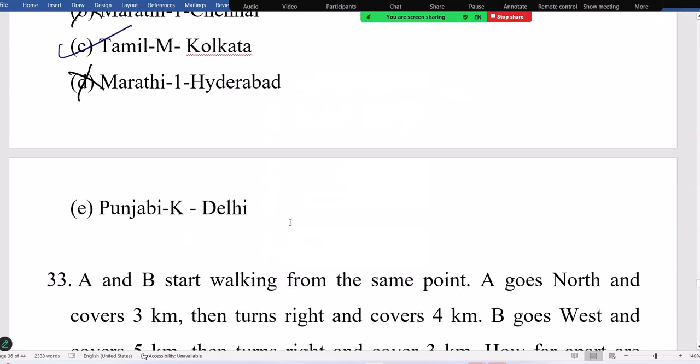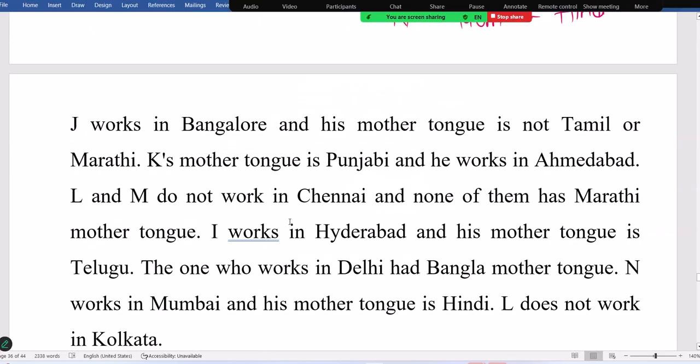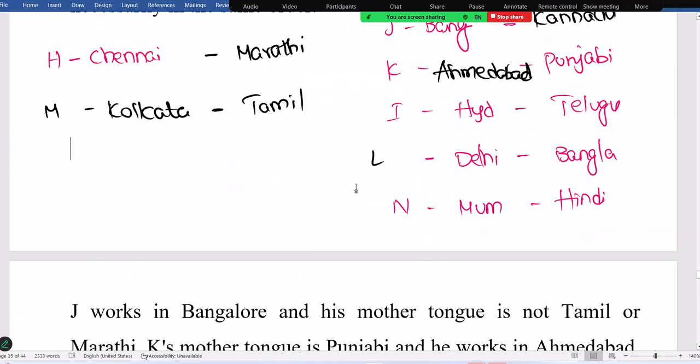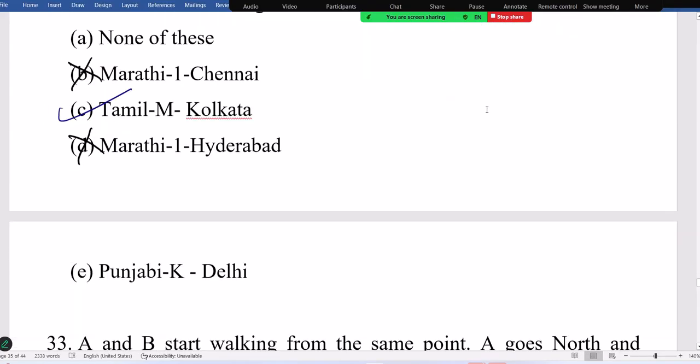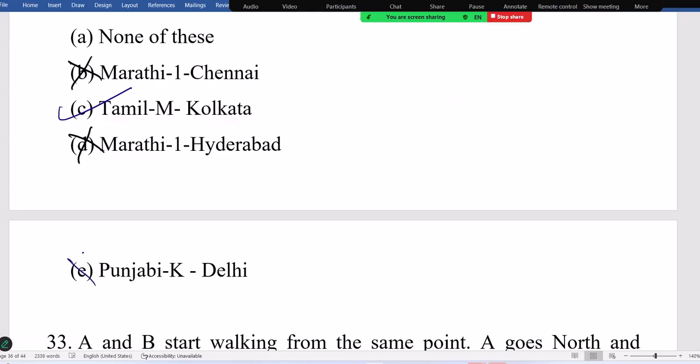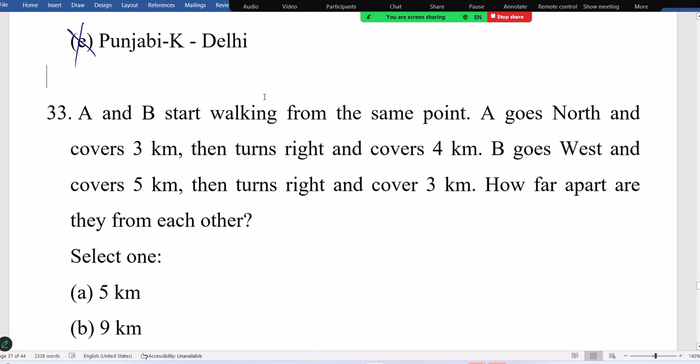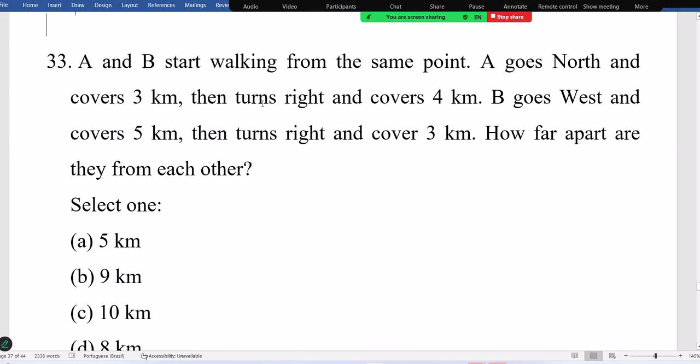Oh, no, Punjabi K Delhi. Okay, Punjabi person is Kolkata, right? Not Delhi. Fine, so only that one. They'll ask many other questions related to the same data. I gave one here. Now let's see about this directions related question.